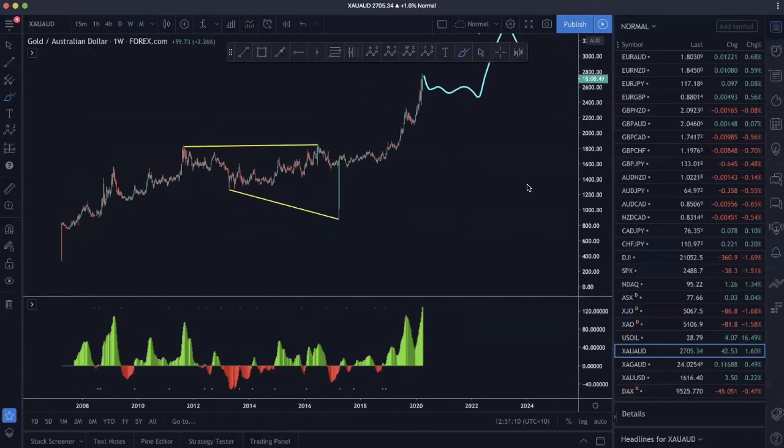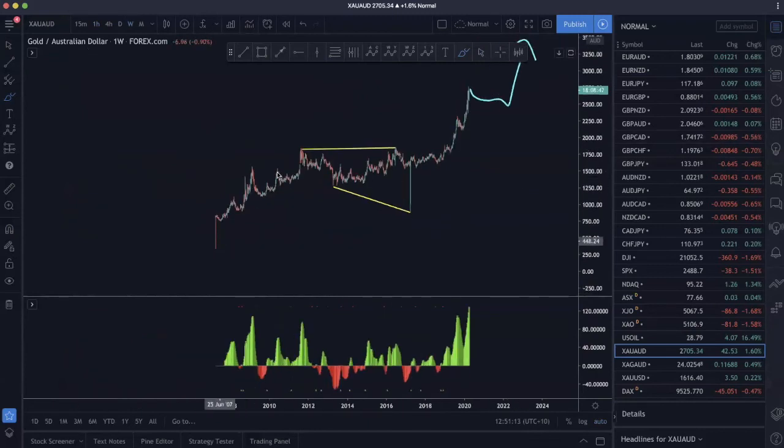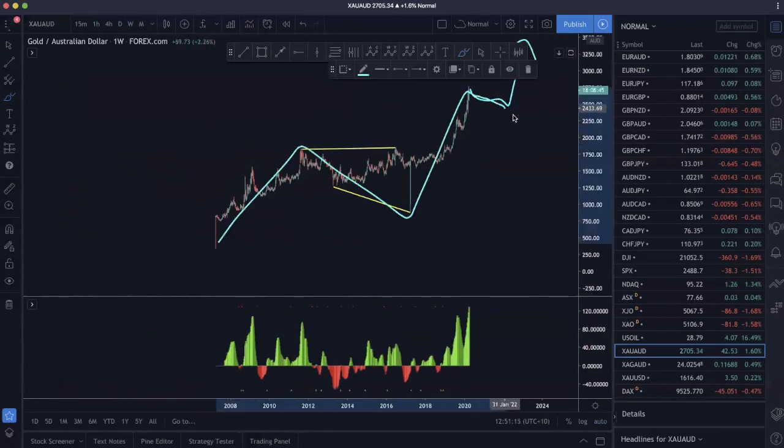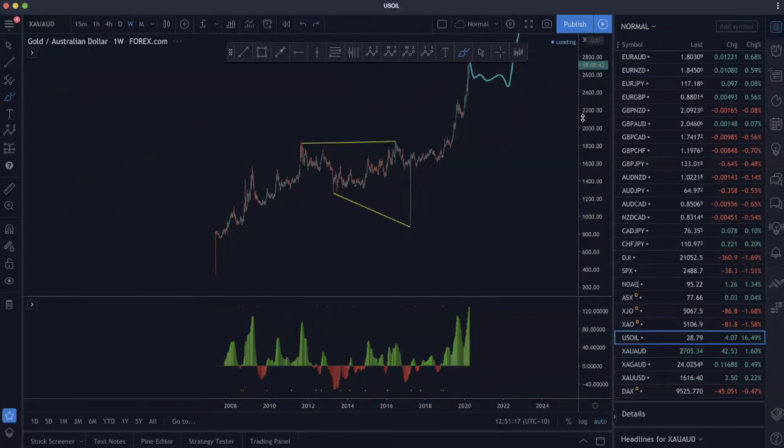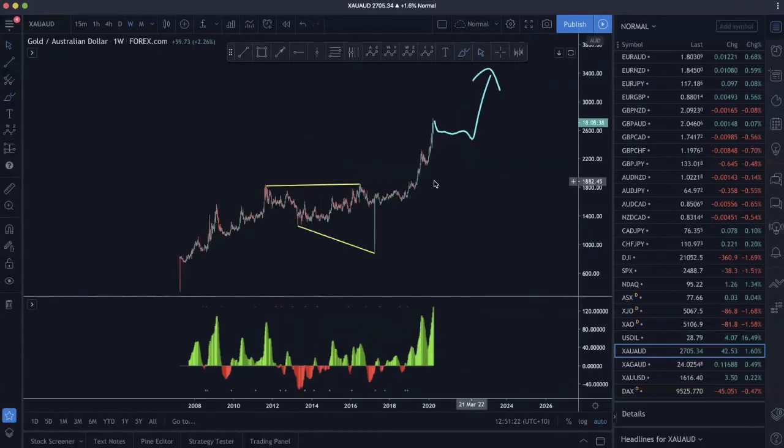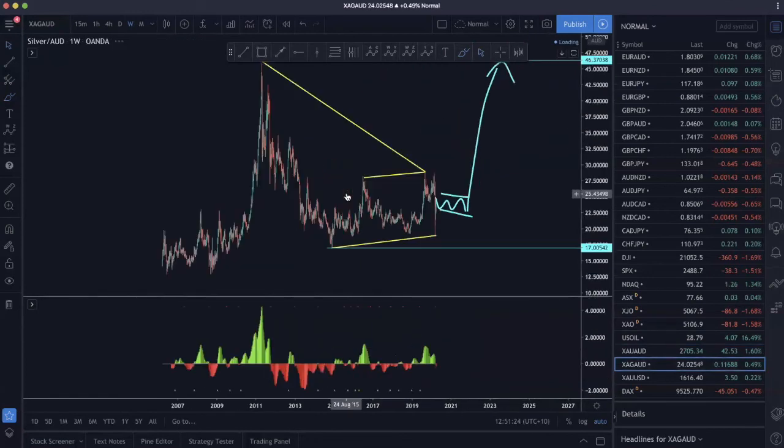Gold against the Aussie. Self-explanatory: impulse, correction, impulse. I'd like to see more smaller time frame corrections just to make this up move more sustainable. But over the long run, we'll see more upside on gold against the Aussie dollar.